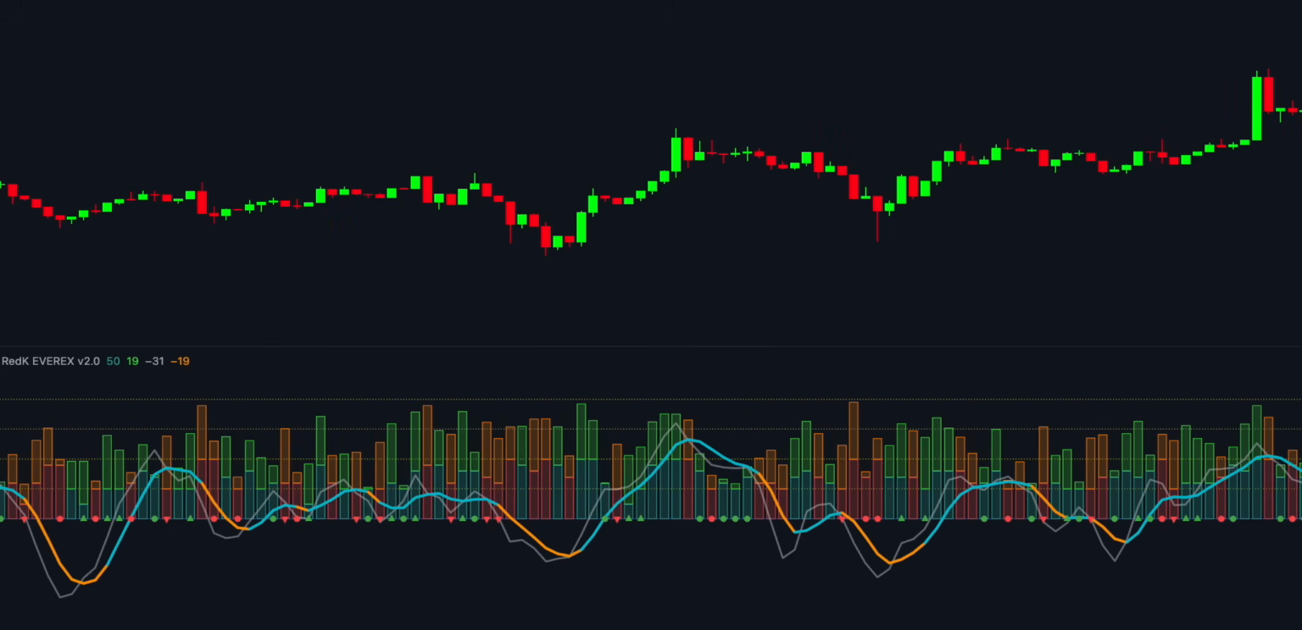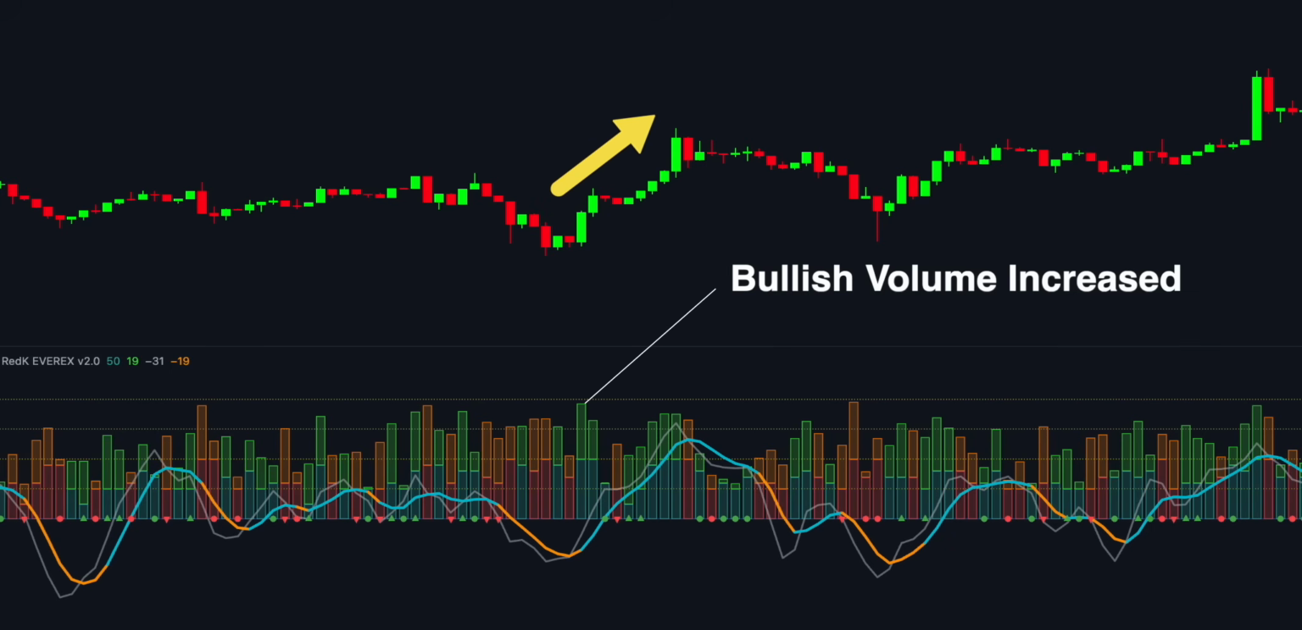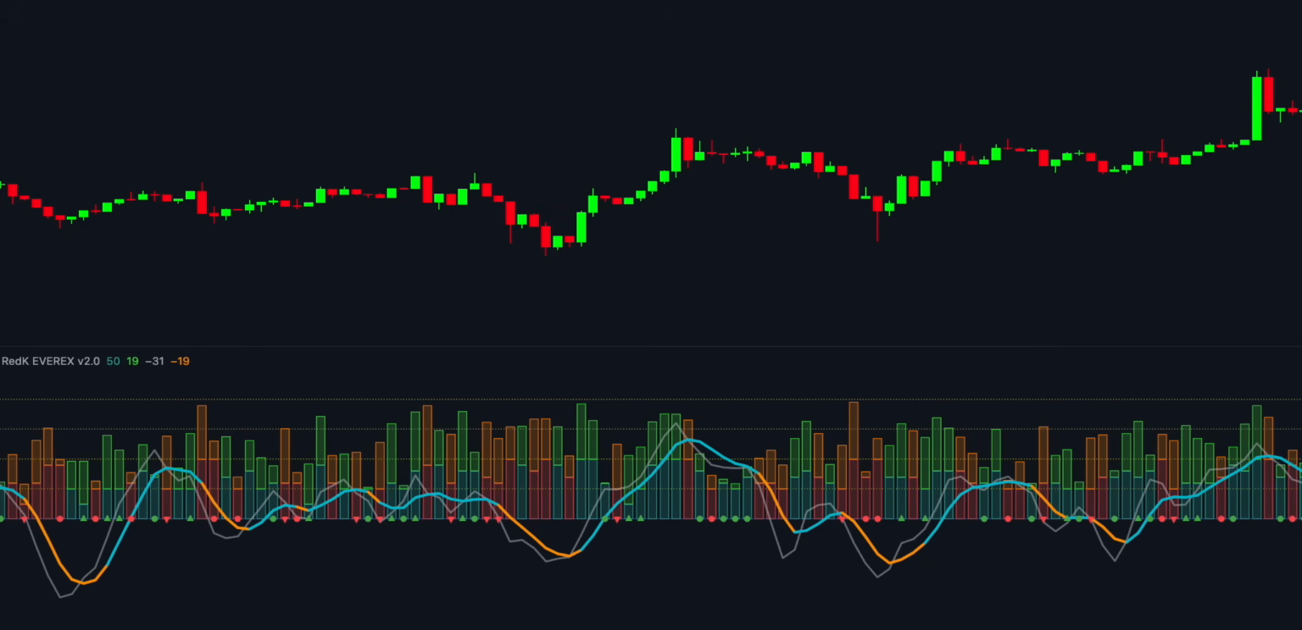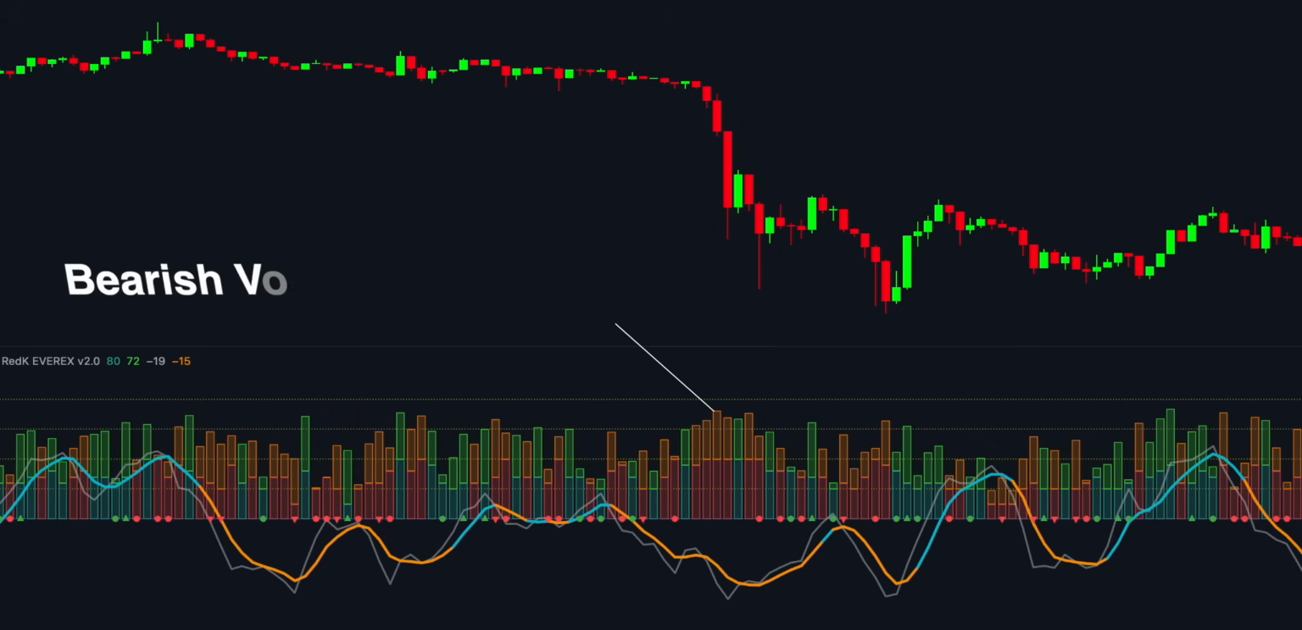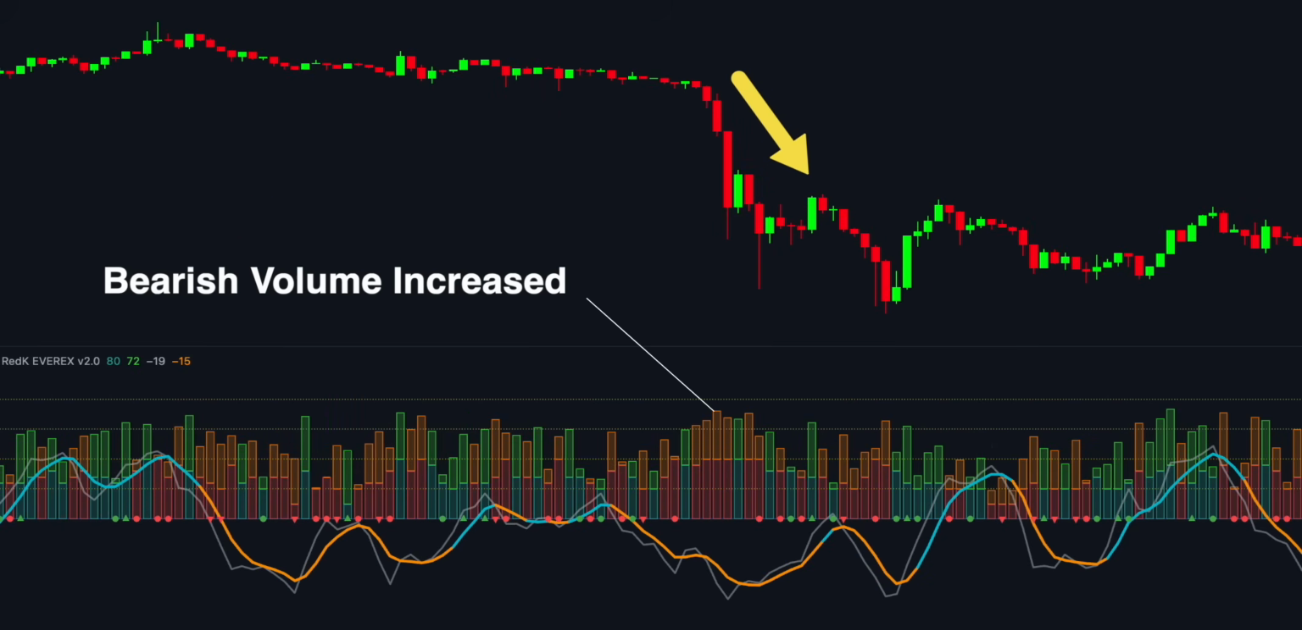The first one is when the effort and the result are in harmony. If a high volume of trading, or a high effort, results in a significant price move or a notable result, the market is behaving as expected. This situation can signal a continuation of the current trend. For example, if heavy selling leads to a significant drop in price, the market is in a consistent bearish phase.